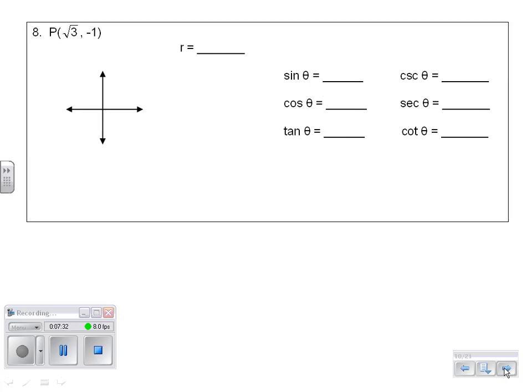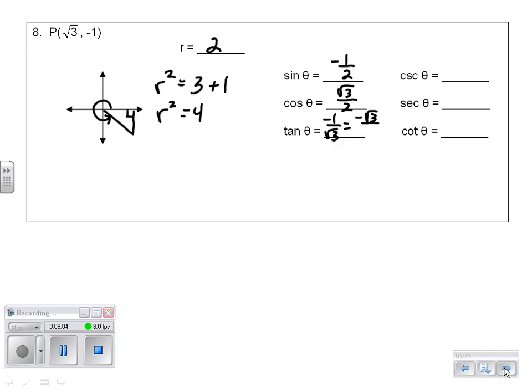Okay, number 8, we're in quadrant 4 now with a positive x and a negative y. Here's our triangle. Theta went all the way around. So r squared is equal to, square root of 3 squared is 3, and negative 1 squared is 1. So r squared is 4, which means r is 2. Sine will be negative 1/2. Cosine is root 3 over 2. Tan is negative 1 over root 3, so we rationalize that and get negative root 3 over 3.